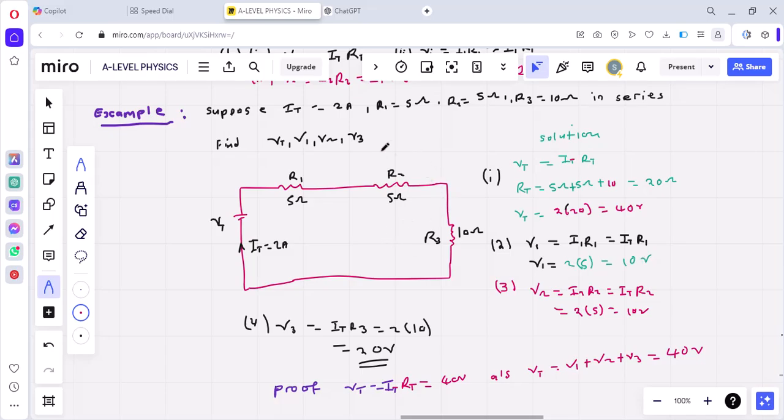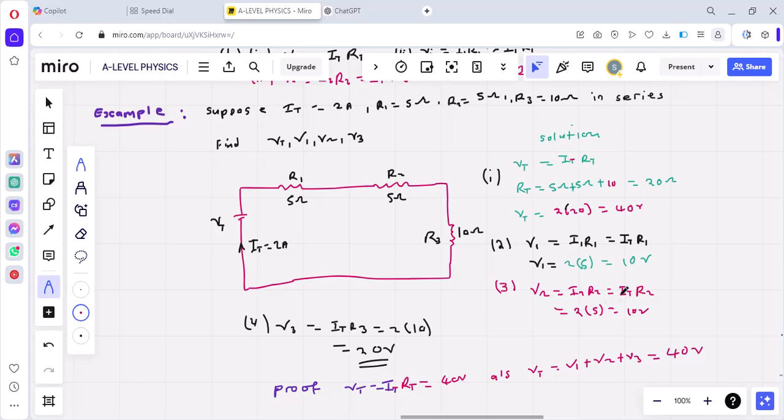How about voltage across resistor 2? Since this is also 5, that means the voltage across resistor 2 will also be 10 if you compute. Now look at resistor 3. Resistor 3 is bigger than resistor 1 and resistor 2.